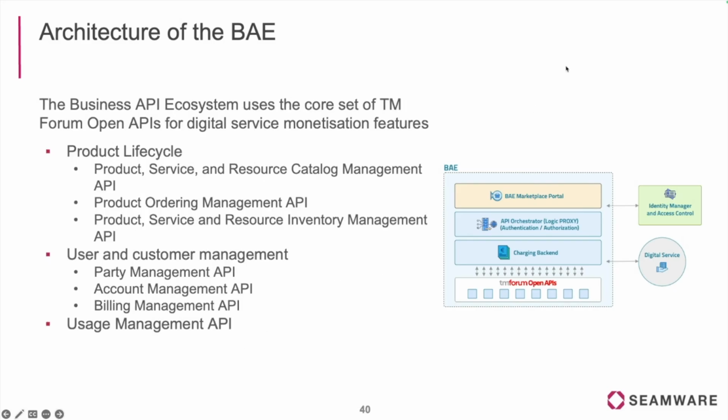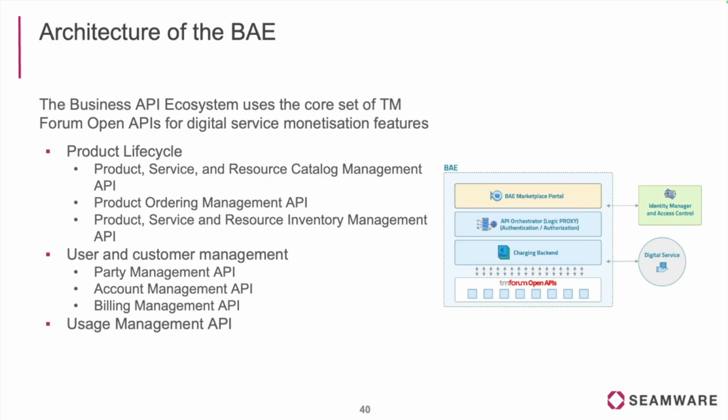Okay, finally, as I mentioned before, we are not using the 100 APIs that we have. We are just using a subset of them, and these are the APIs the business API ecosystem is actually integrated with. For the lifecycle of the product, we are integrated with the product, service, and resource catalog management API. For the orders, we are integrated with the product ordering management API. And also, we are integrated with the different inventories, the product, service, and resource inventory.